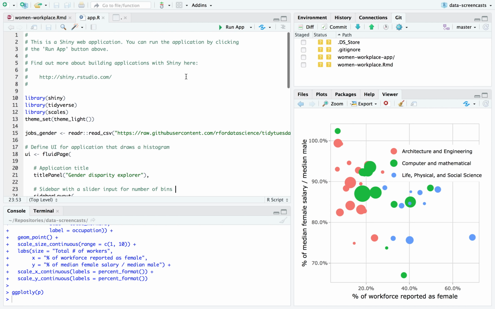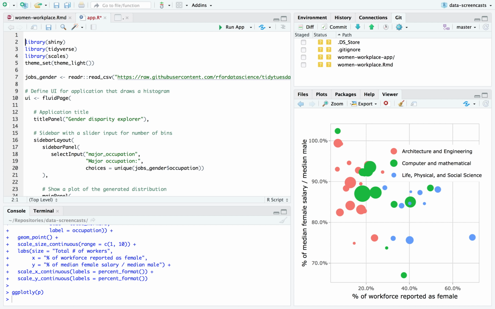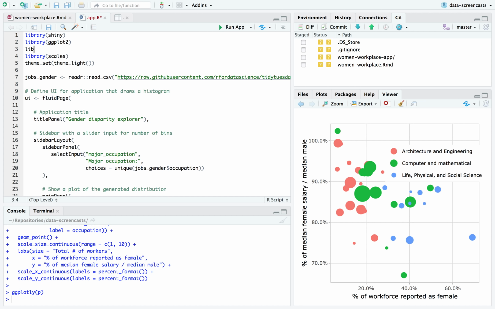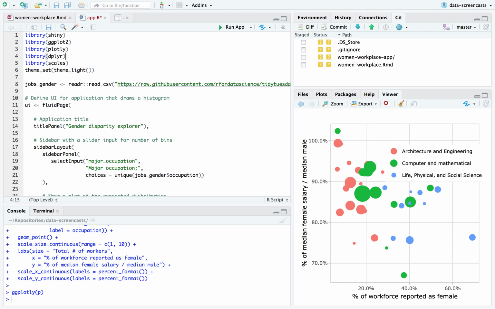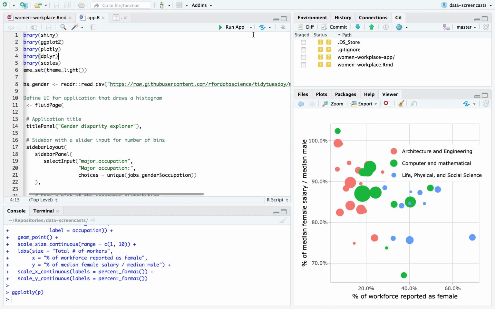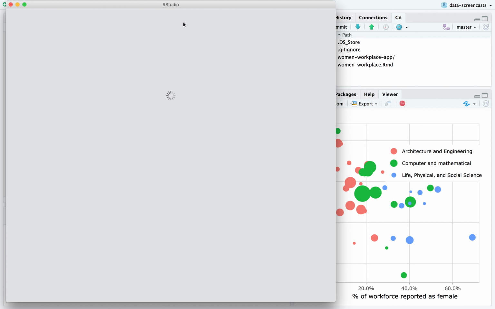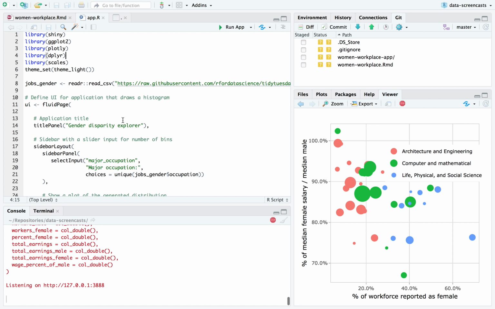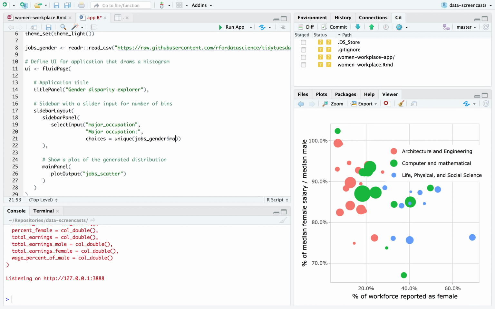I just like to tidy this up a little bit. I don't need the boilerplate. And I only need ggplot2 and plotly here, and dplyr, of course. I use some dplyr here. Okay, I'm going to try this. Oh, I made a mistake here. It needs to be major occupation. Oop, major category.